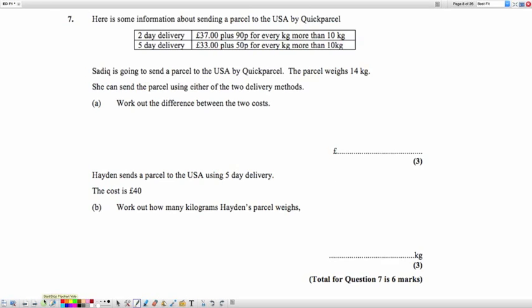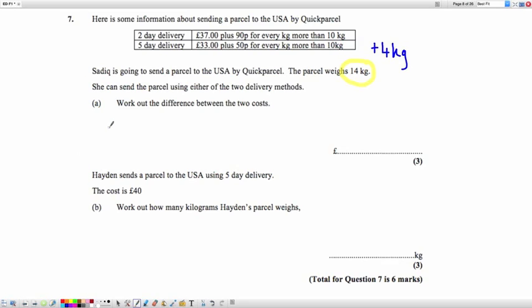Here is some information about sending a parcel to the USA by Quick Parcel. We have two options, a 2-day delivery and a 5-day delivery. Different prices, which are the standard charge, and then plus a different price here, 90p or 50p for every kilogram more than 10 kg. We're told here Sadiq is going to send a parcel that weighs 14 kg. So we can see that that is 4 more than the 10. So we're going to need to be charged for the 4 extra kilograms because it's gone above 10 kg.